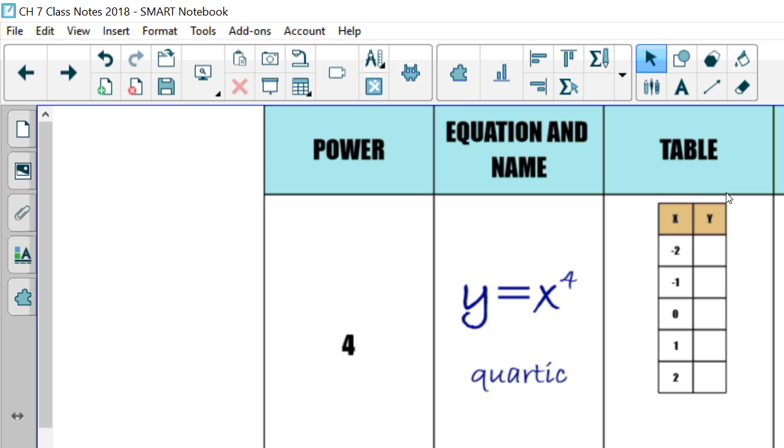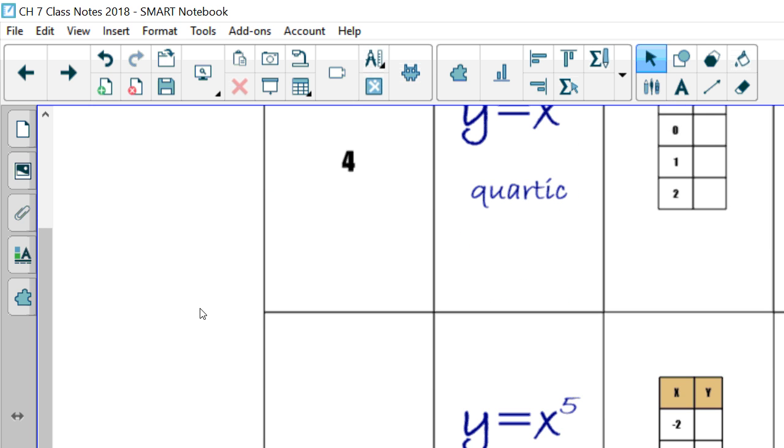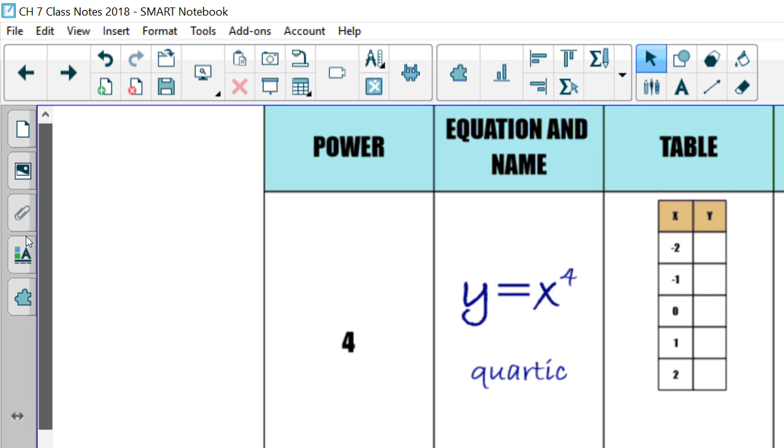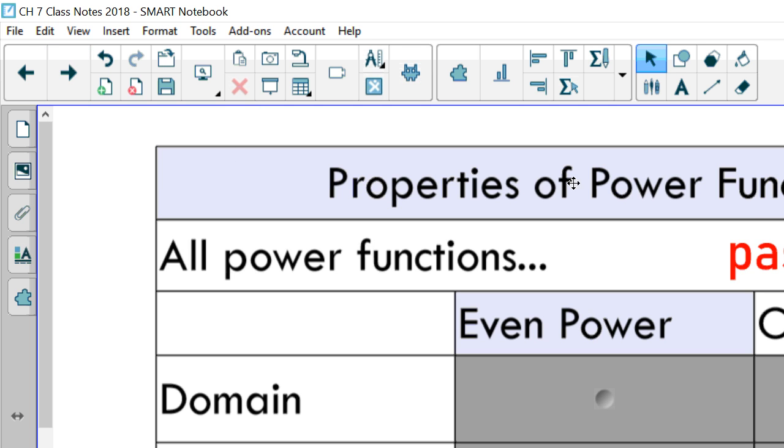So if you think about the pattern you're seeing, after x to the first, every even power is going to look like a parabola, like an x to the fourth or an x squared, and then every odd power is going to be the S-shaped curve that we were just looking at. So we are going to be able to talk about, in general, the properties of even and odd functions. All of the power functions go through 0, 0, as you'll notice.